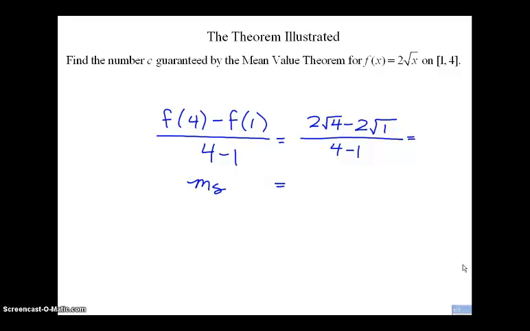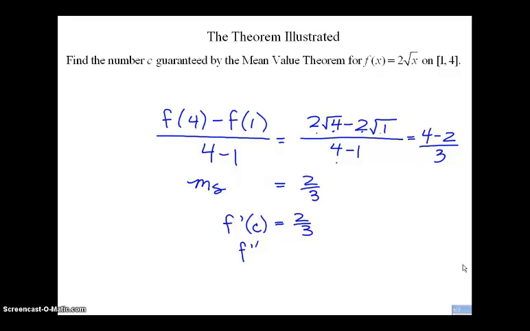Well, the square root of 4 is 2. 2 times 2 is 4. The square root of 1 is 1. 2 times 1 is 2. 4 minus 1 is 3. So that slope is a positive 2/3. And now the mean value theorem says f prime at some c value is going to equal 2/3.